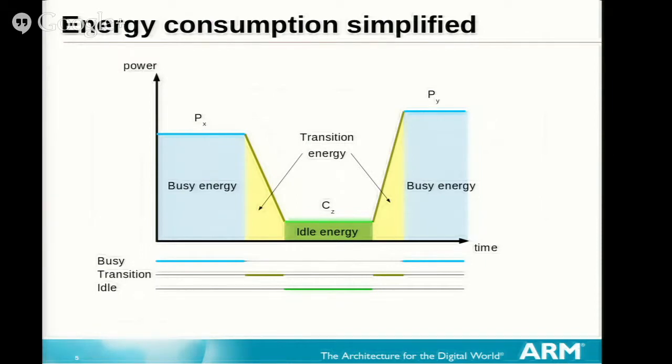So the last bit is the transition phases. It's not free entering and exiting idle states. So we need to take into account the energy burned while doing this transition. And because this transition time is more or less the same, well, that's my assumption, we can represent the transition energy as just a number. We can basically measure how much energy we burn by going in and out of a specific idle state. So we can add up the total energy consumption by looking at the busy time, the idle time, and the number of transitions between P and C states. So that's the basic idea.